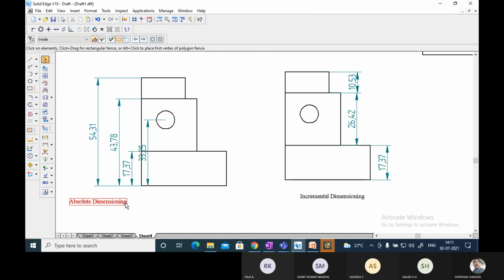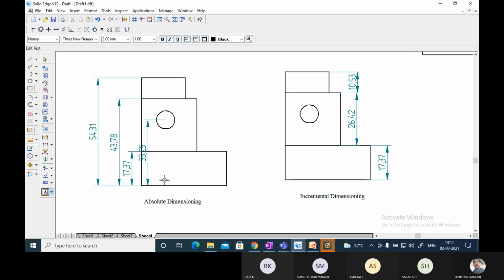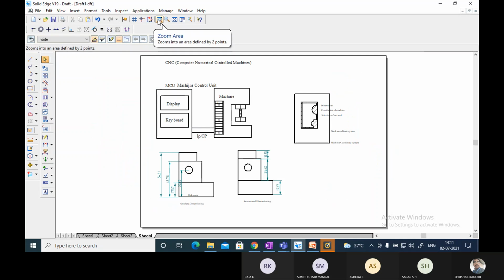Absolute dimensioning is one. Here in absolute dimensioning, one reference will be taken as a reference here. A reference will be taken, and with reference to this, all the dimensions will be shown. That is called absolute dimensioning. So the programmer can select either the absolute dimensioning or the incremental dimensioning.